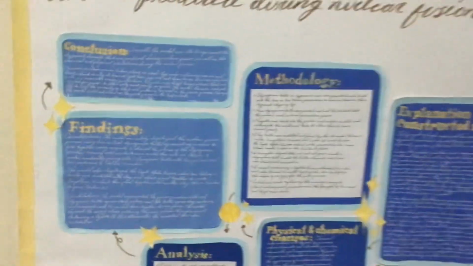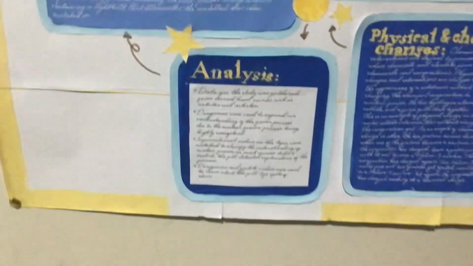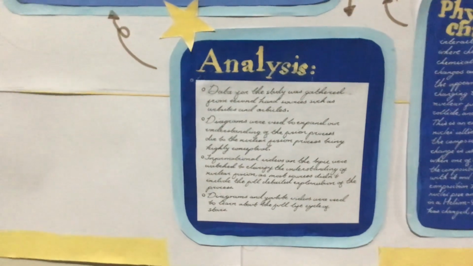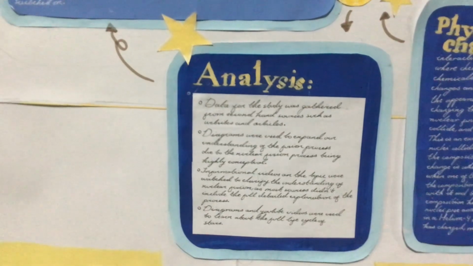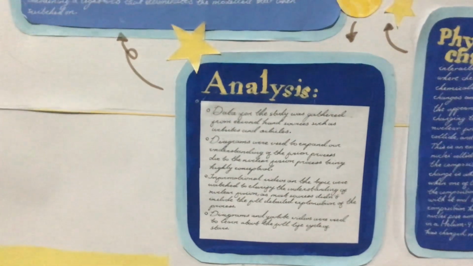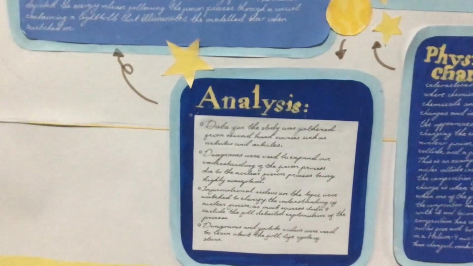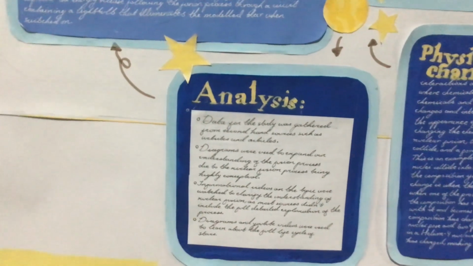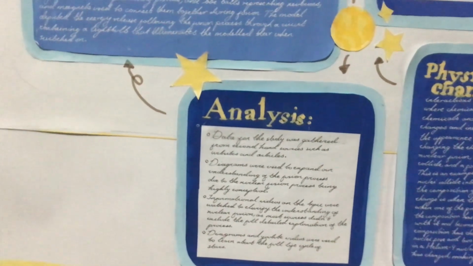Okay, this is my analysis, and it talks about how I gathered this information and interpreted this information in a way that I understand. Data for the study was gathered from secondhand sources such as websites and articles. Diagrams are used to expand on our understanding of the fusion process due to the nuclear fusion process being very conceptual and theoretical. Informational videos on the topic from YouTube were watched to clarify our understanding of nuclear fusion, as most sources didn't include the full detailed explanation of the process.